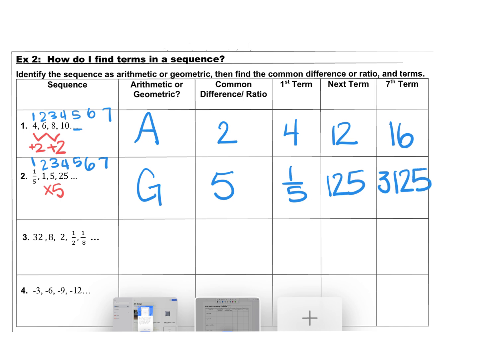All right, so we're going to skip over number 3 and number 4. The recorded lesson's getting to be too long, and it won't let me post it if it's beyond a certain number of minutes. So we'll skip those and then go on to example number 3.